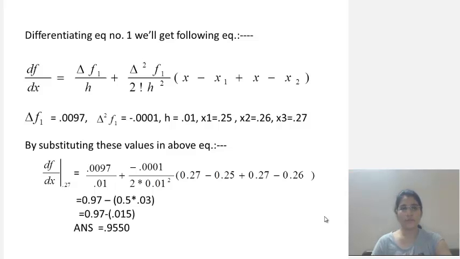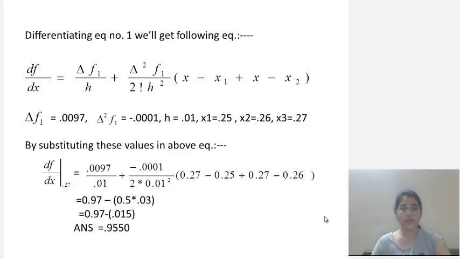Now differentiating equation number 1, which we have seen, we will get df upon dx equal to delta f1 upon h plus delta square f1 upon factorial 2 into h square into x minus x1 plus x minus x2. From the difference table we have got the forward differences: delta f1 equal to 0.0097, del square f1 equal to minus 0.0001, h equal to 0.01, x1 equal to 0.25, x2 equal to 0.26, and x3 equal to 0.27. Now substituting these values in the above equation, we can calculate df by dx at 0.27.